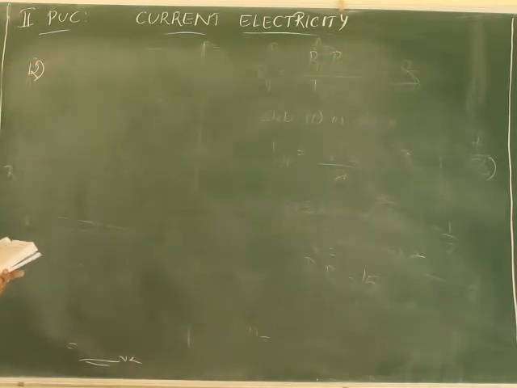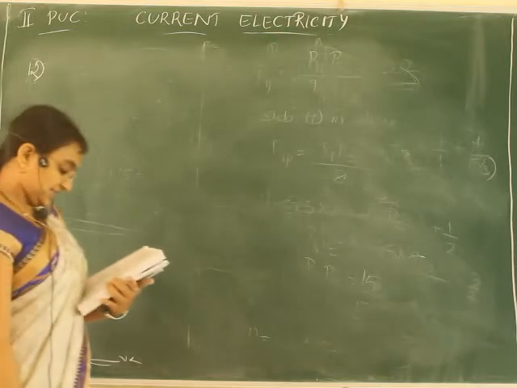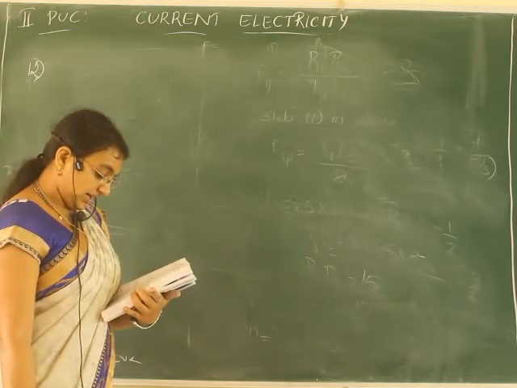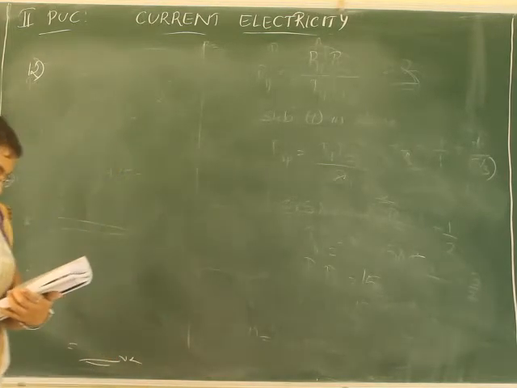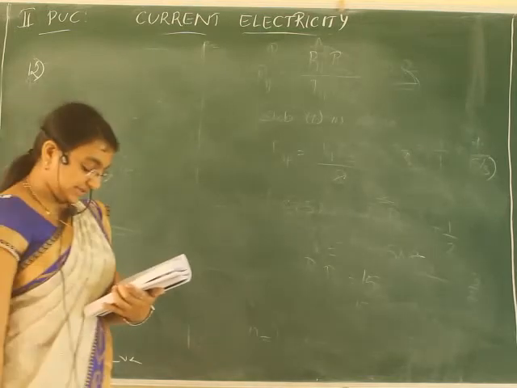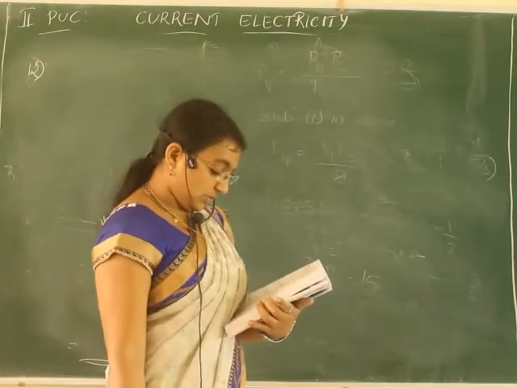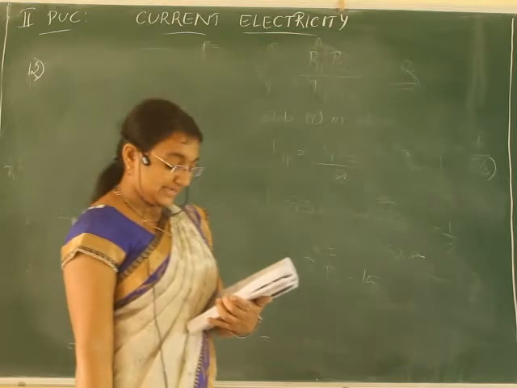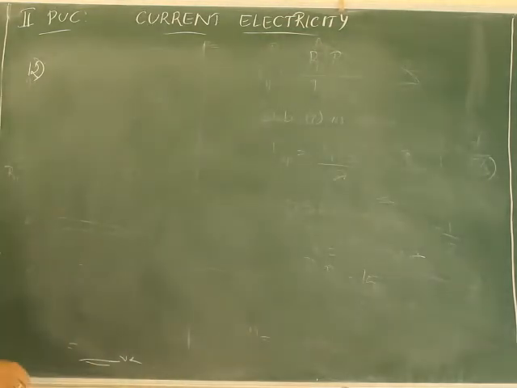An unknown resistance is connected in parallel with a resistance of 4 ohm. Similarly, two other resistances 2 ohm and 3 ohm are connected in parallel. The effective resistance when these two combinations are connected in series is 3.6 ohm. Find the value of the unknown resistance. Okay, we'll draw the diagram. Correct?